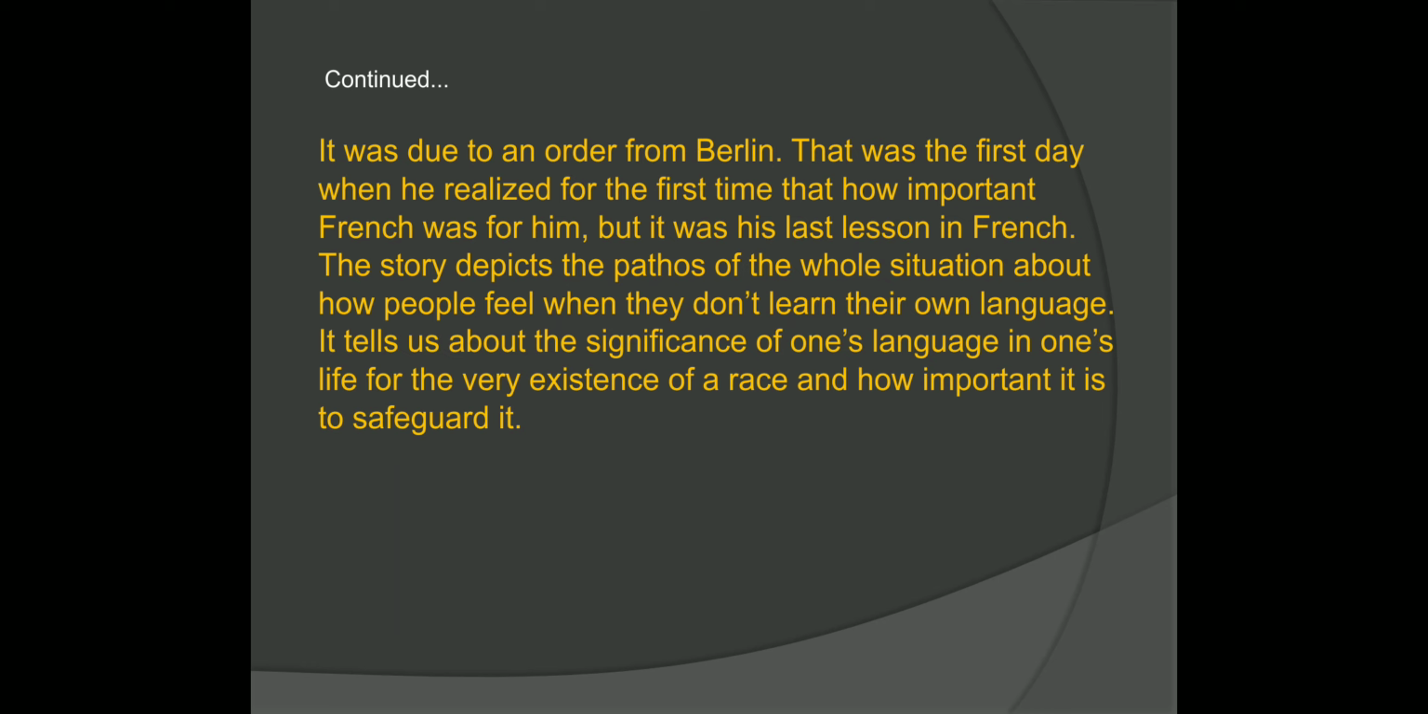So the story depicts the pathos of the whole situation, how people feel when they don't learn their own language, especially their mother tongue. It tells us about the significance of one's language in one's life, for the very existence of our race, and how important it is to safeguard it, because our race will survive when its language survives. So that importance is told in this whole chapter.